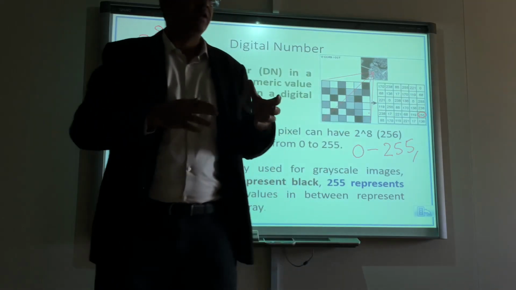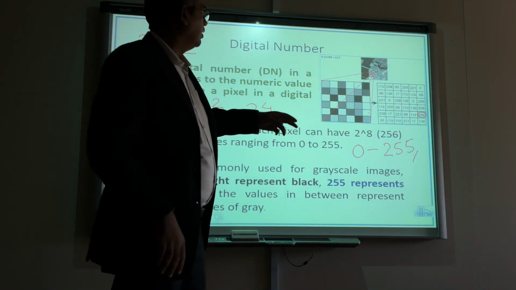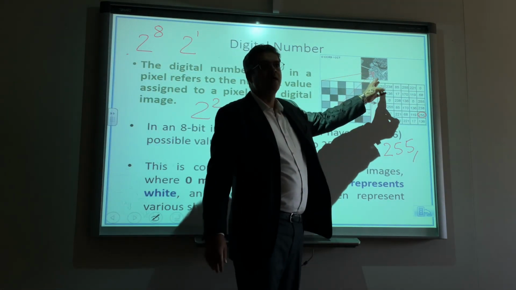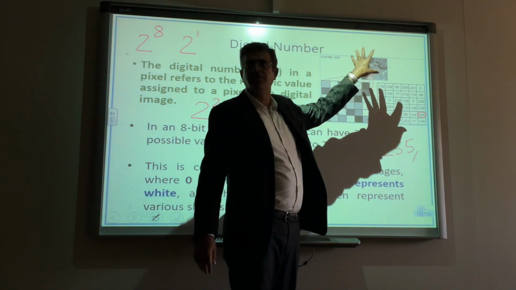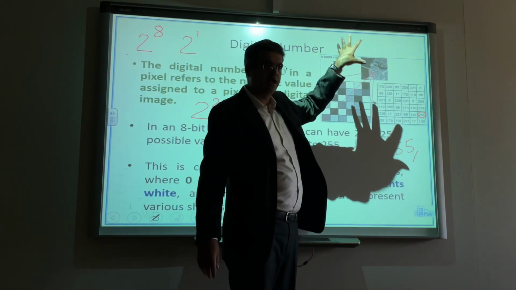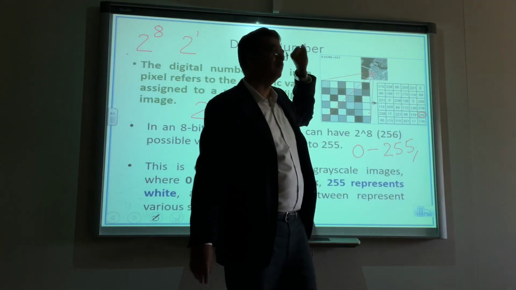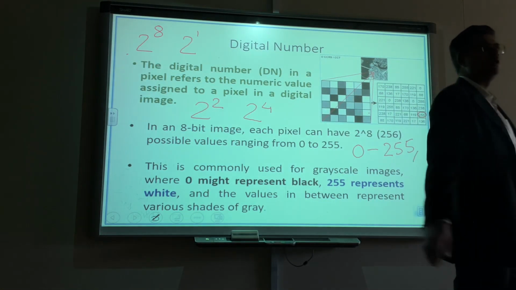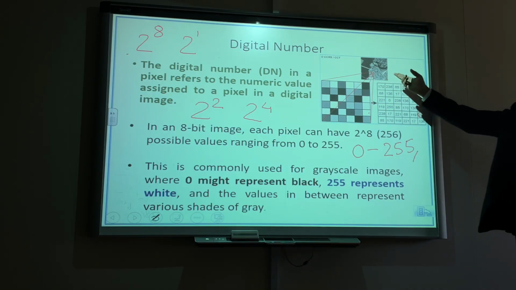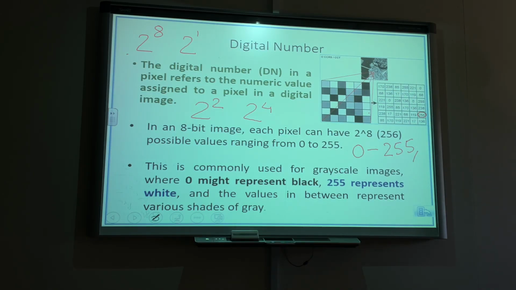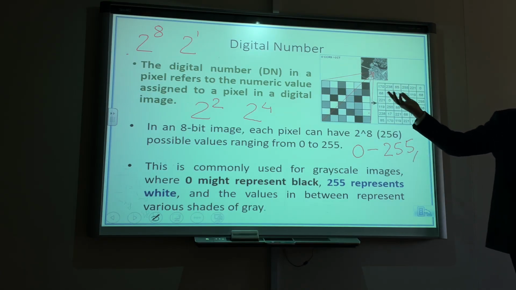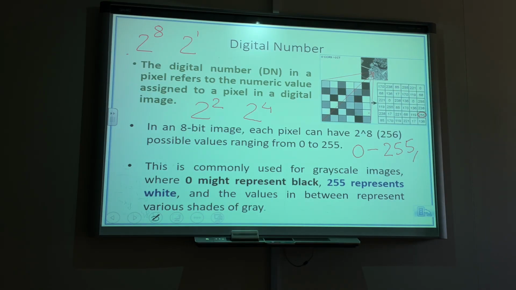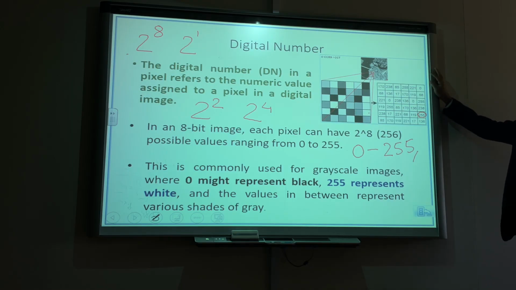And what is that light and dark showing? The amount of that particular wavelength of electromagnetic radiation reflected from that particular surface. If the reflection is more, the color will be close to white. If the reflection is less, that means there is more absorption, the color will be close to black. So each pixel has a value associated with it.